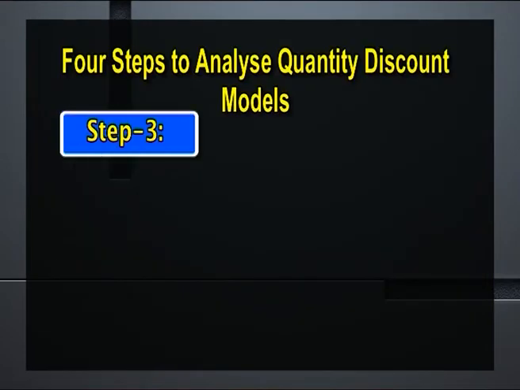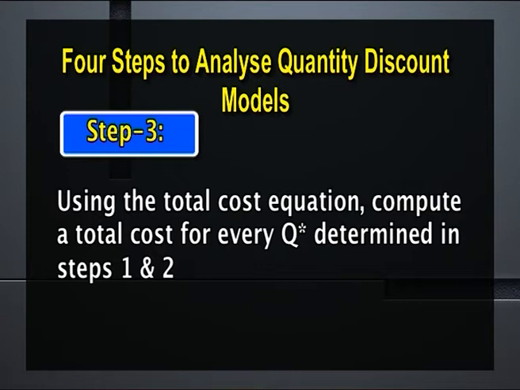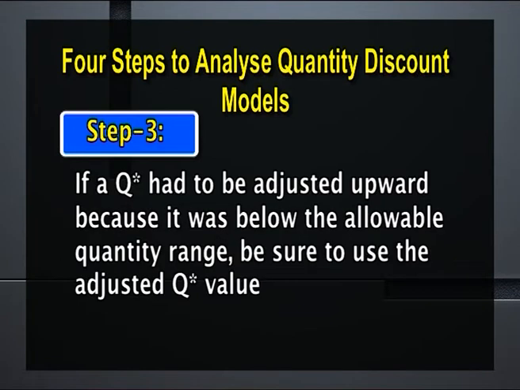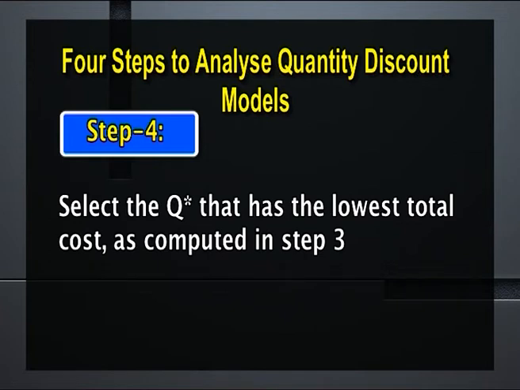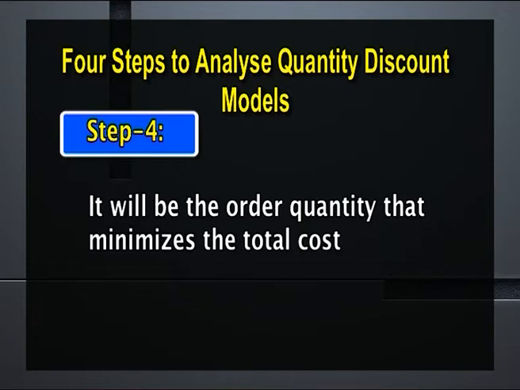Step 3. Using the total cost equation, compute a total cost for every Q star determined in steps 1 and 2. If a Q star had to be adjusted upward because it was below the allowable quantity range, be sure to use the adjusted Q star value. Step 4. Select the Q star that has the lowest total cost as computed in step 3. It will be the order quantity that minimizes the total cost.